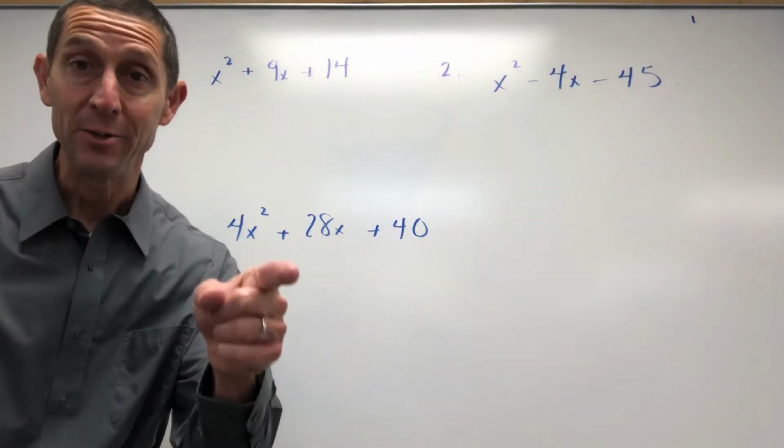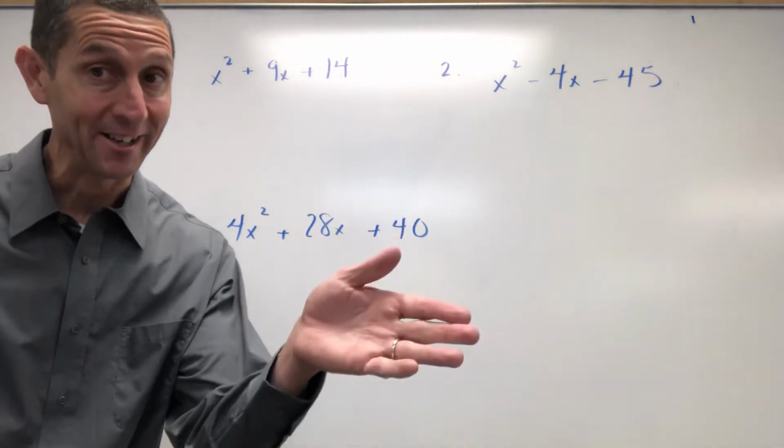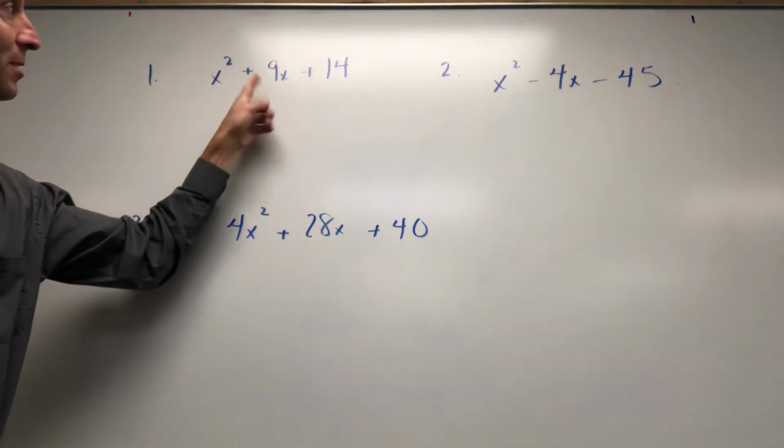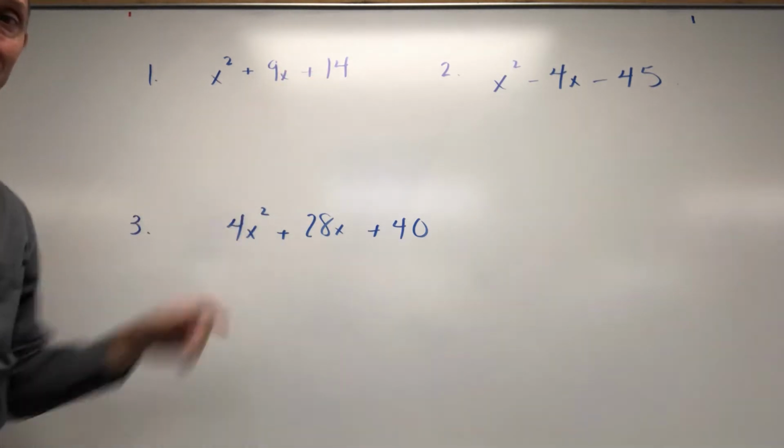All right, we have the good news and the bad news problems today. Let's start with the good news. We know we can factor this. We're like, oh yeah, 2 and 7 gives me 9, 2 and 7 gives me 14.